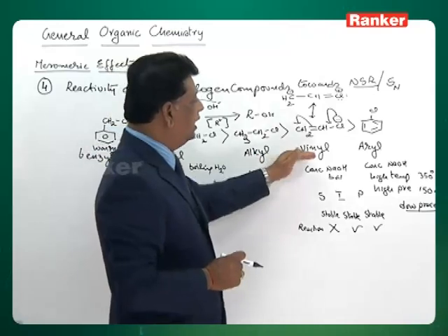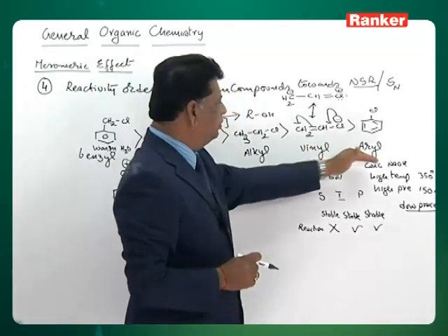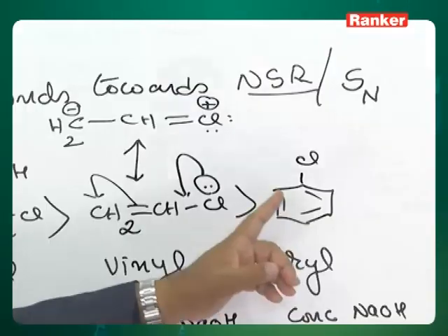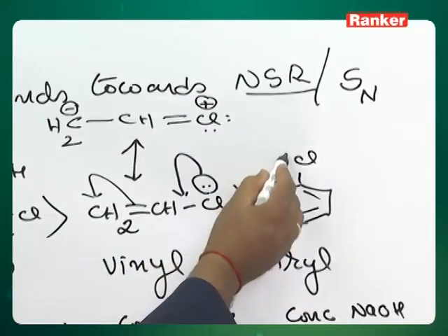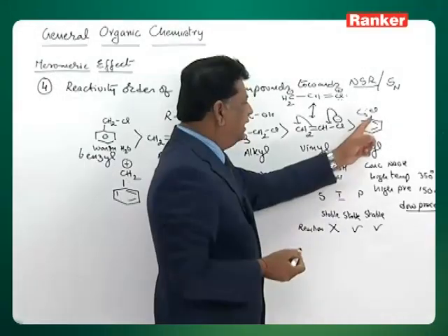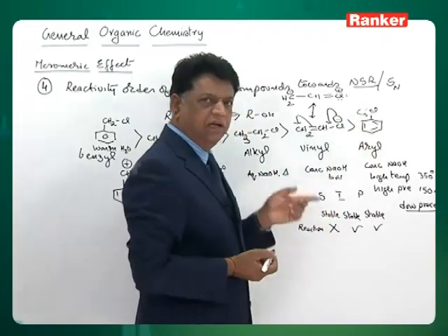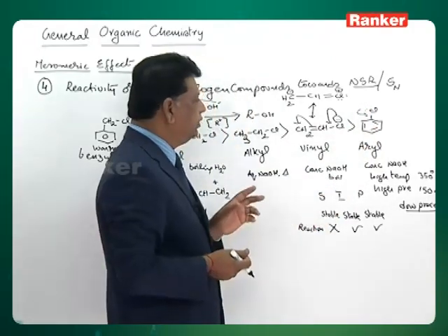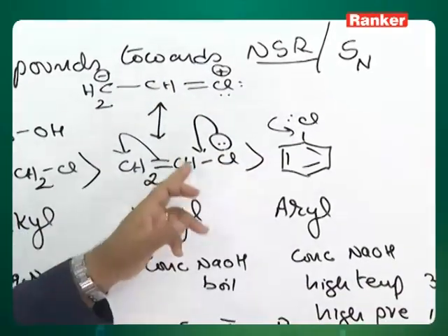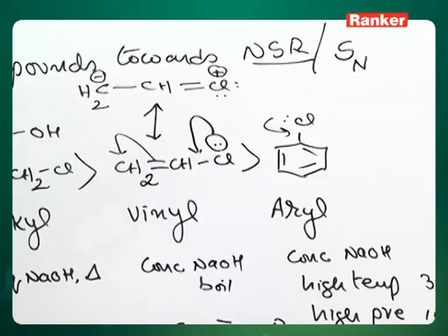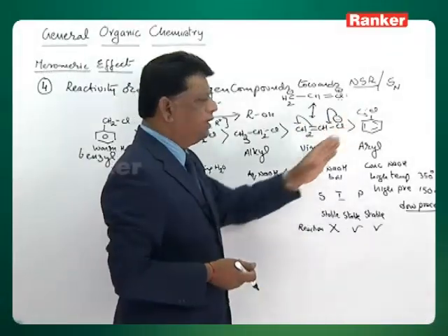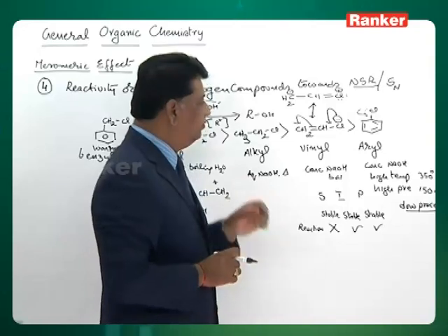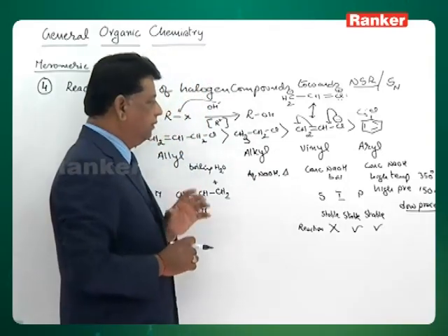So vinyl as well as aryl, both have the same reasons. The original compound has resonance stability, and the halogen and the carbon acquire a double bond character, so for the nucleophile attacking this unsaturated carbon, alkene carbon or aromatic carbon, it is tough. Therefore the reaction is not taking place.